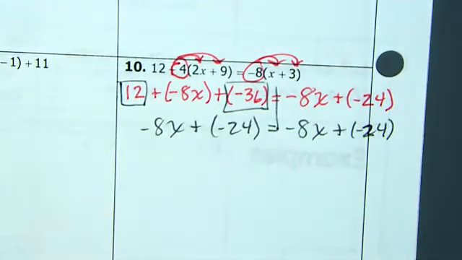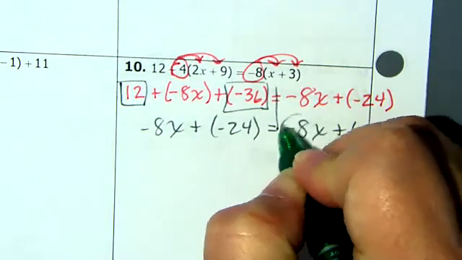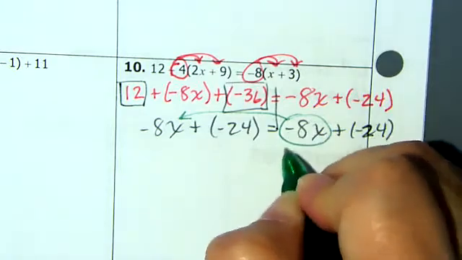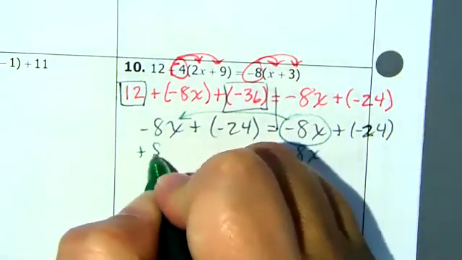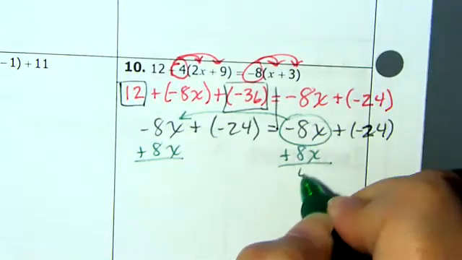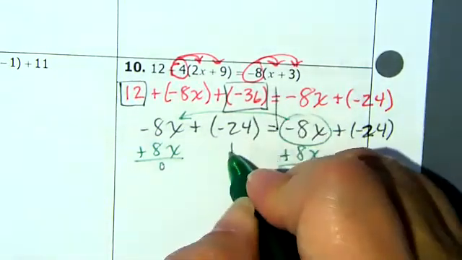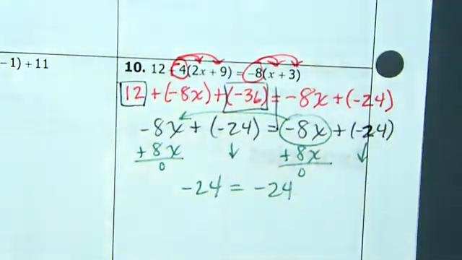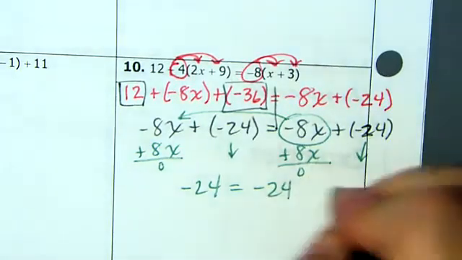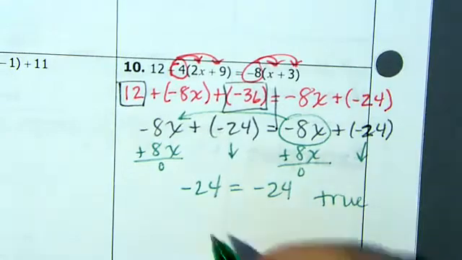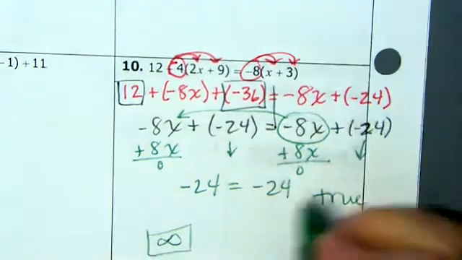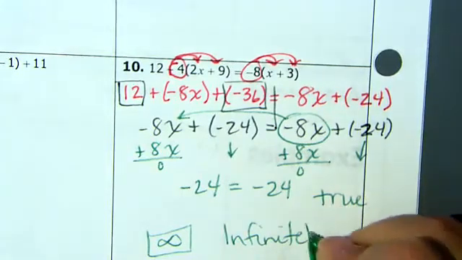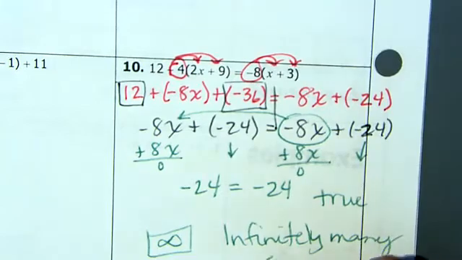We keep going. I need to get my variable on both sides. So I need to move this variable over here. That's a negative 8x. So I'm going to add 8x to both sides. Each one of these equals 0. So now I bring down the rest and I end up with negative 24 equals negative 24. Now you should be able to see, well, yeah, they are the same. This is true. So therefore the answer is infinity. Or if you want to write it in words, it's infinitely many solutions.